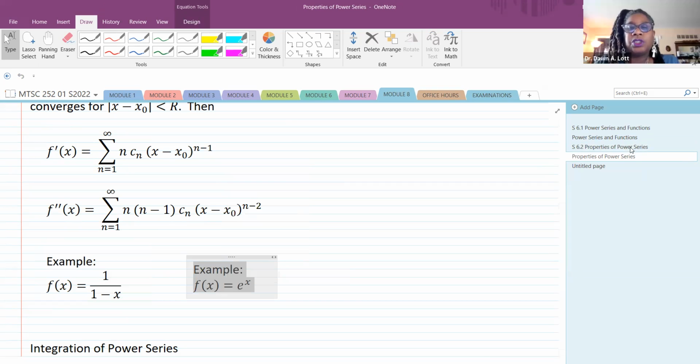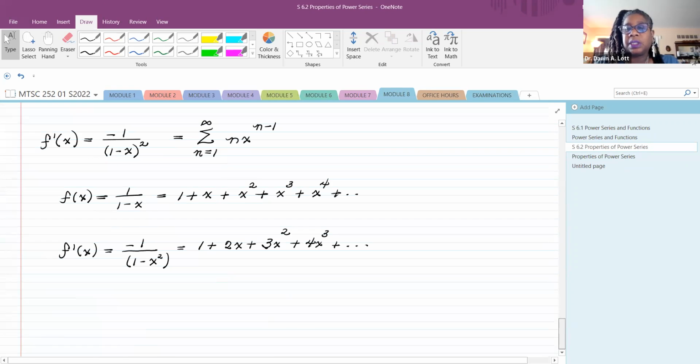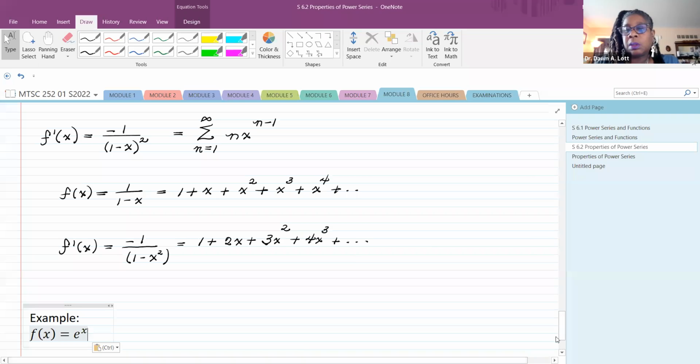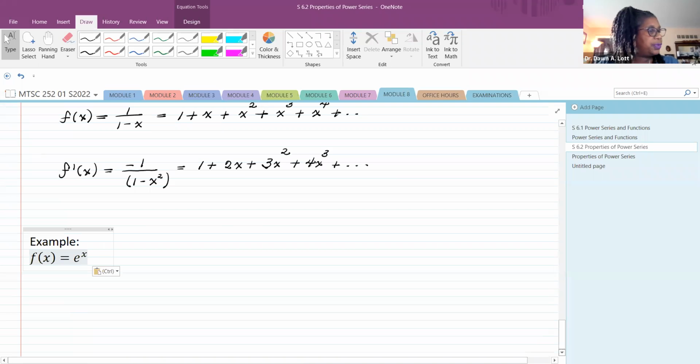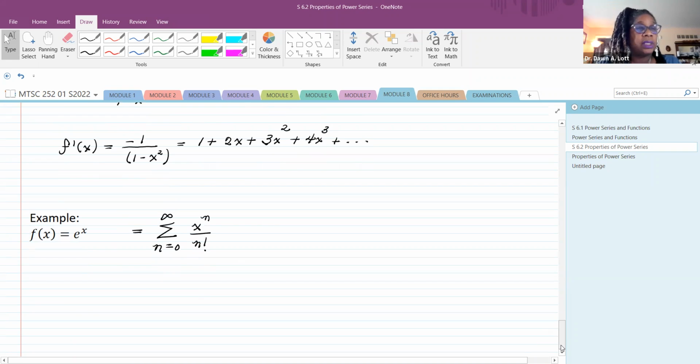All right. I'm going to show you on Monday how to find the power series for e to the x. But in the meantime, I'm going to give it to you. So the power series for e to the x is the sum n equals 0 to infinity of x to the n over n factorial. It actually converges to e to the x, and it does that for all x. Okay, there is no specific place.